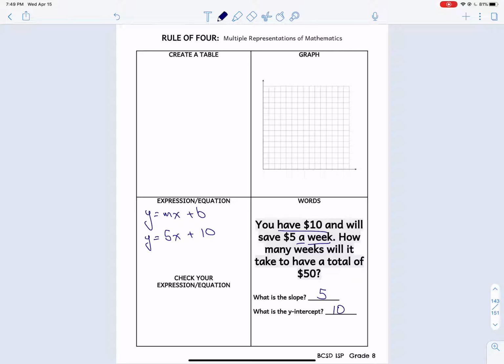Okay, so the question is, how many weeks will it take to have a total of $50? So $50, that's going to be our y value. So how many weeks? Weeks is x. So we're going to use our equation and see if we can solve it for x if we know that y is 50. So just substitute 50 instead of y, and I'm going to write everything else the same. Okay, we're solving for x. So we're going to subtract 10 on both sides. And we're going to get 40 equals 5x. And then we're going to divide both sides by 5.